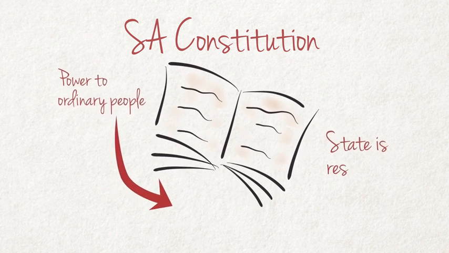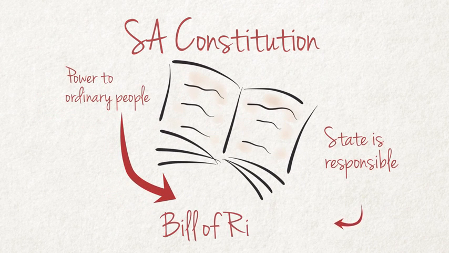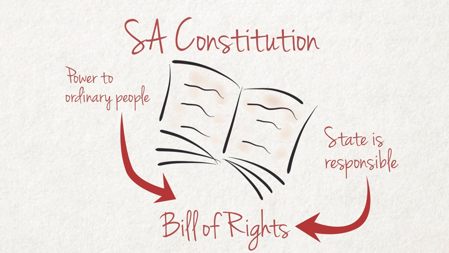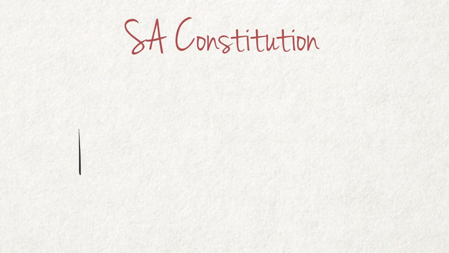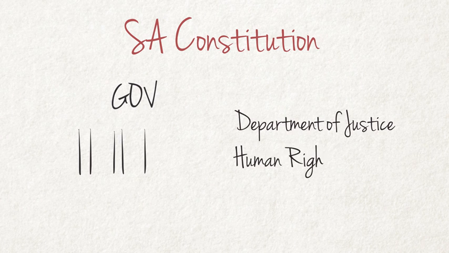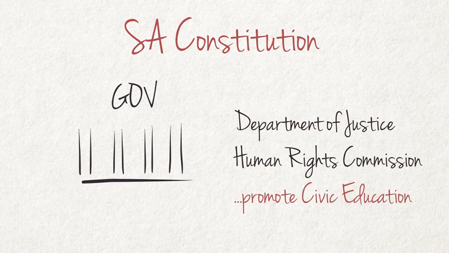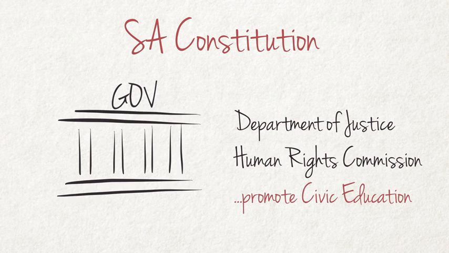In addition, the state is responsible and required to promote the Bill of Rights to create awareness of these rights. Among others, the Department of Justice and the Human Rights Commission are state institutions which promote this type of education.